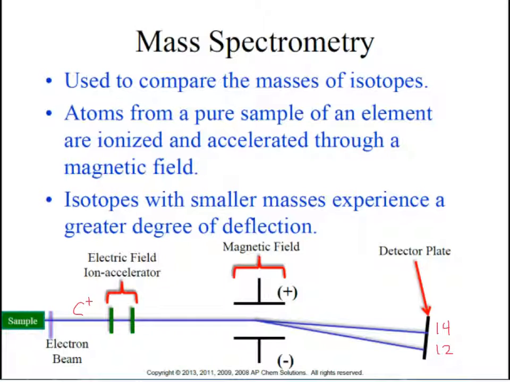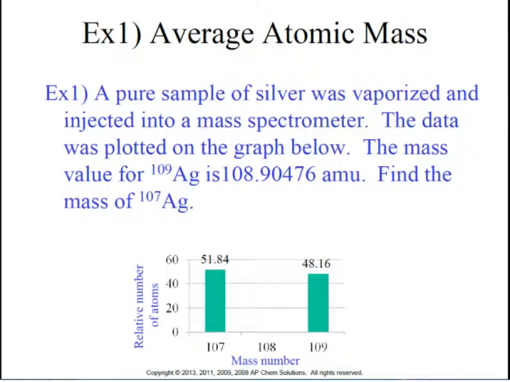Not only do they see the masses and where they're hitting, but they can also count the number of times each particular one hits. So a scientist who's observing this is going to notice that most of the carbon atoms are hitting down here with 12, because that's the larger abundance, but a smaller amount would hit the 14. So here's an example of some data that a scientist might gather.